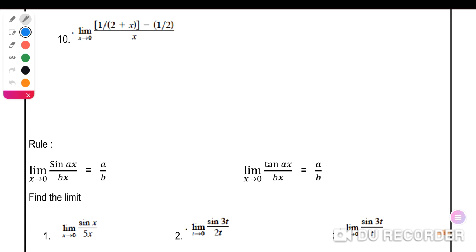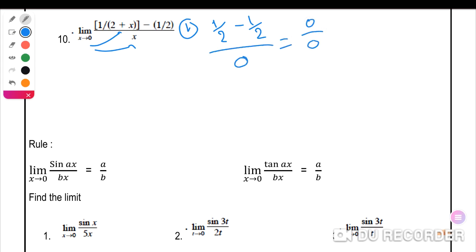Okay, again, what is the first step that I have to follow? The first step, substitute. It will be 1 over 2. If you replace by 0 here and by 0 here, it will be 1 over 2 minus 1 over 2 over 0. It will be 0 over 0, undetermined value. So the limit exists, and I need to redefine the function.